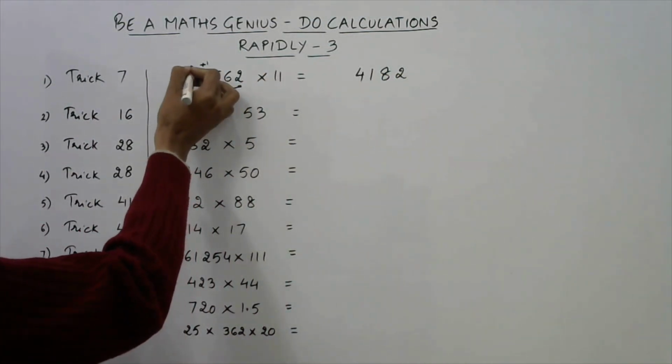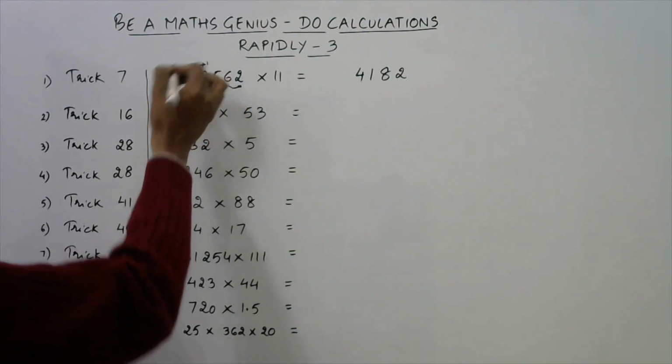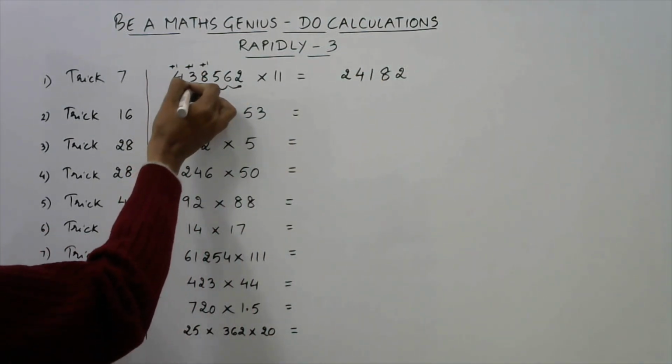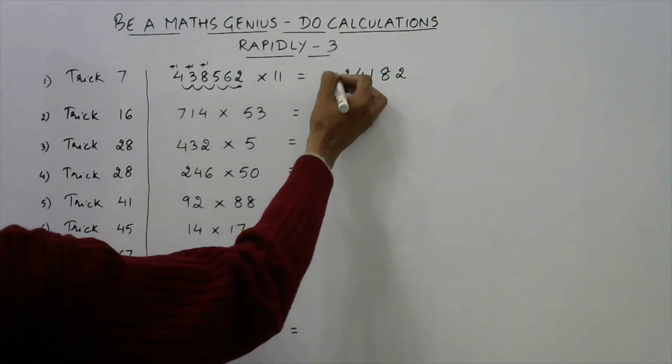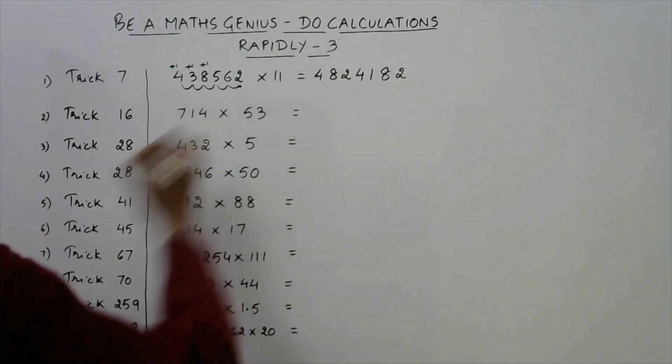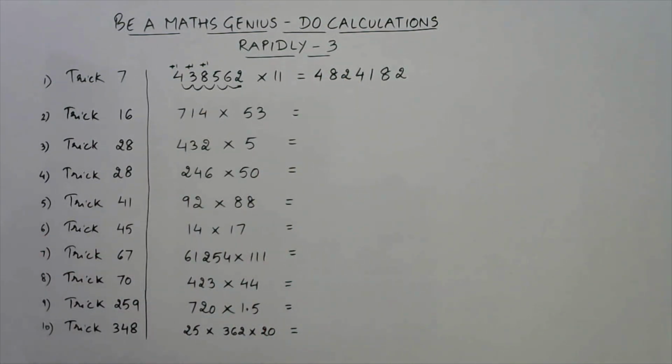5 plus 8 is 13 and carry 1, 14. Again 1 carry. 8 plus 3 is 11 plus 1 carry, 12. Again 1 carry. 3 plus 4 is 7 plus 1, 8. And finally we write the first digit as it is. So 48248182 is the product of these two numbers.